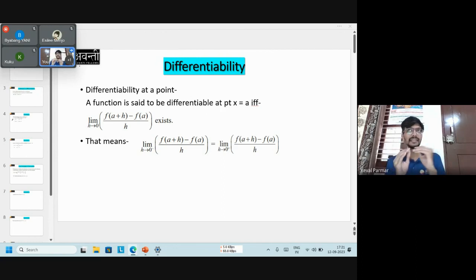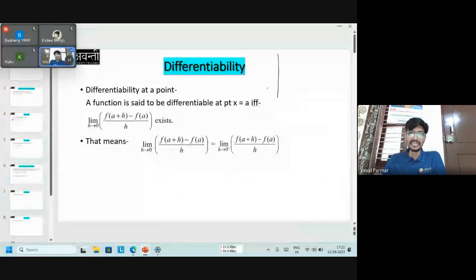Differentiability basically helps us to know whether there are sharp edges on the function or not. For example, let me see the sine function. This is a sine function. There are no sharp edges here. But suppose I take a function like this. There are many sharp edges. This is a sharp edge. This is a sharp edge. This is a sharp edge.